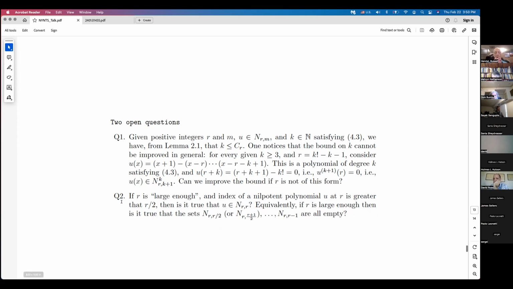And question 2 is the one that I stated before: if R is large enough, is it true that there is nothing between R over 2 and R minus 1 index? It is certainly true for R equals 4. It is certainly true for R equals 5. Not sure if that goes on forever.